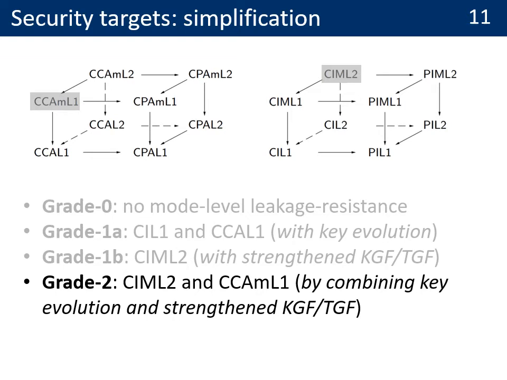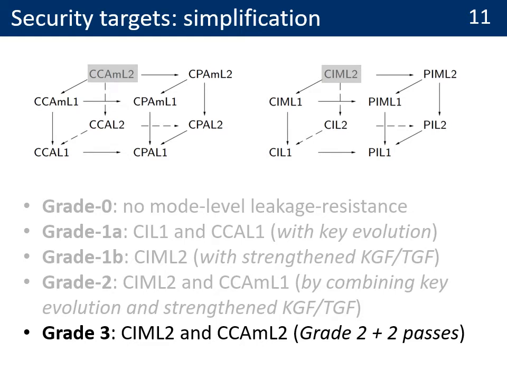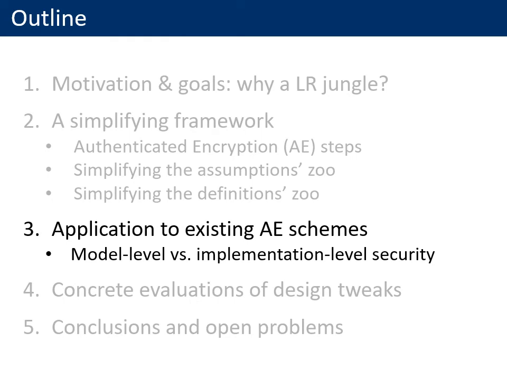Grade 2 designs combine CIML2 with CCA security with misuse resilience and leakage in encryption, for example, by combining the two previous ideas. And finally, grade 3 designs add CCA security with decryption leakage, for example, by using two passes. The next step of our outline is to show that we can apply this taxonomy to existing AE schemes and to illustrate the trade-off between mode level and implementation level physical security.